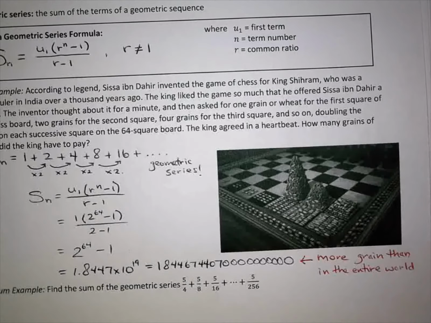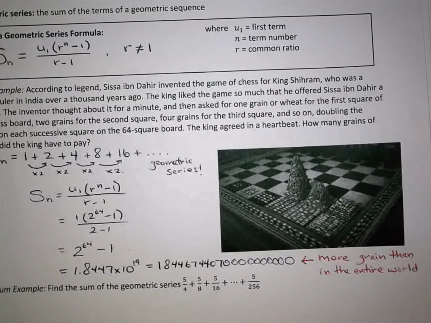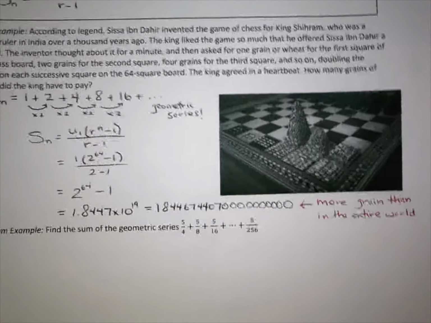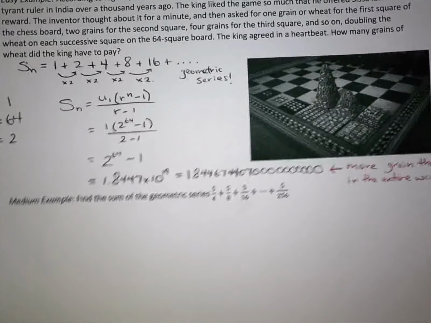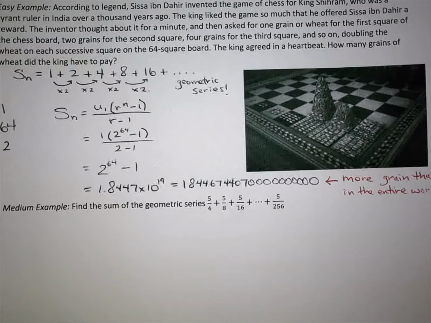So hopefully if you're ever in a high stakes situation where you need to pay someone grains of wheat on a chessboard, you just remember The Folly of King Shahram.